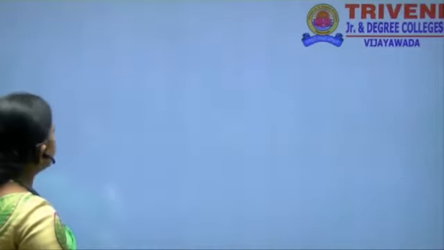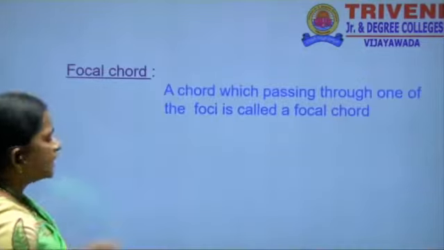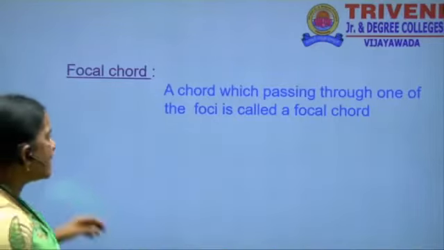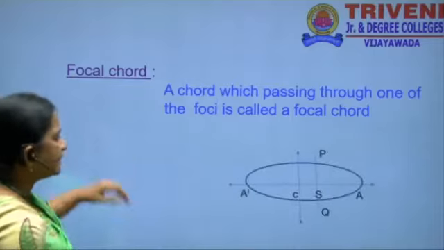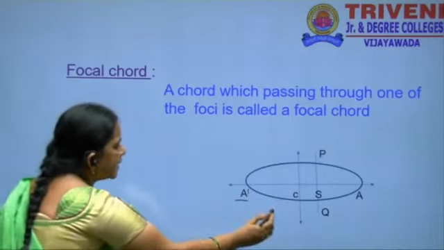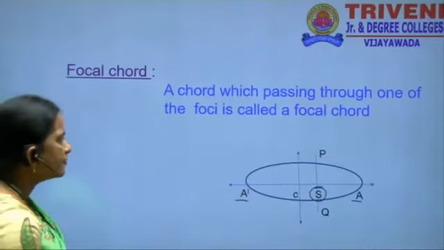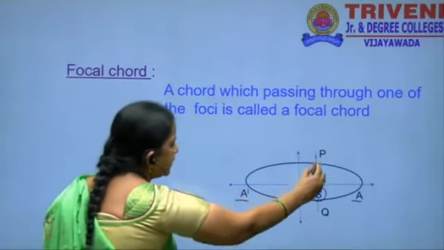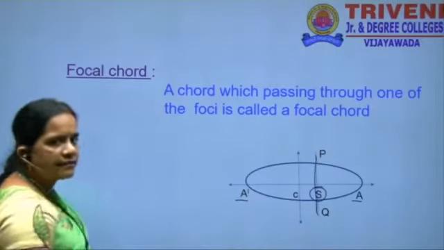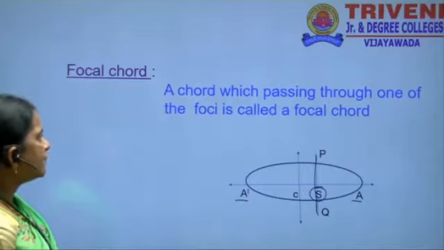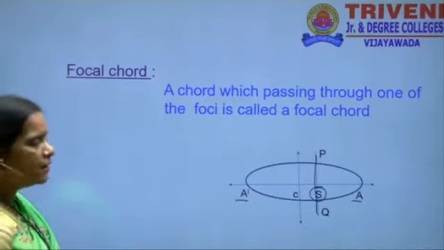And then the next definition is focal chord. Focal chord means we pass a chord through one focus. A and A dash are the vertices, S is the focus. Only through one focus we pass the chord. That is PQ is called a focal chord. A chord which passes through one of the foci is called a focal chord.